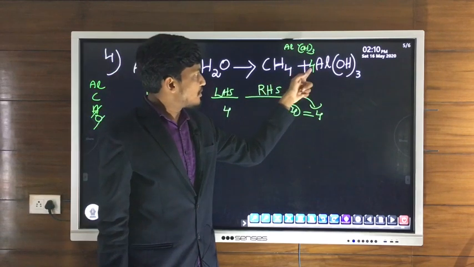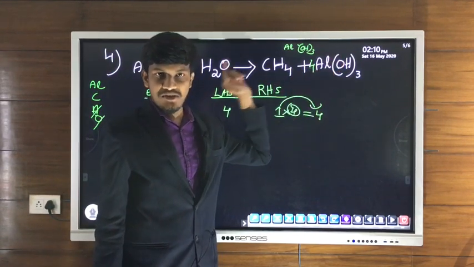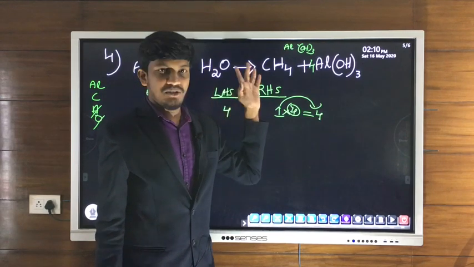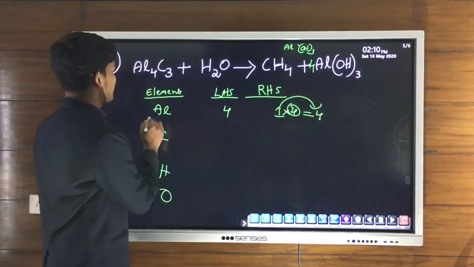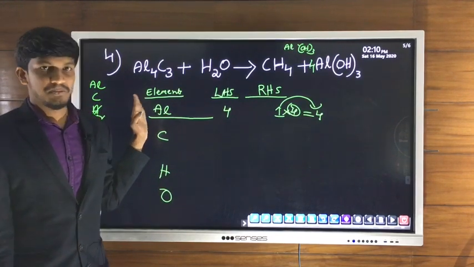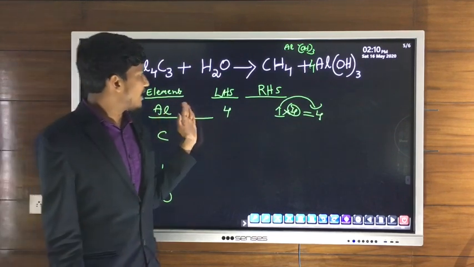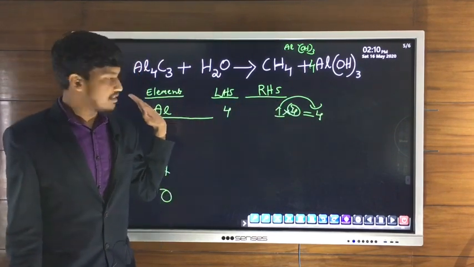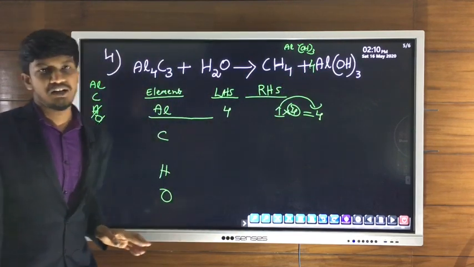Understand? So when you write 4 here, automatically the number of oxygen and hydrogen atoms will change. We don't want to focus on O and H now, because in this step we will equalize only the aluminium atoms. We will equalize the remaining atoms in the next steps. So aluminium atoms are balanced: Al4, 4 into 1, 4 aluminium atoms.